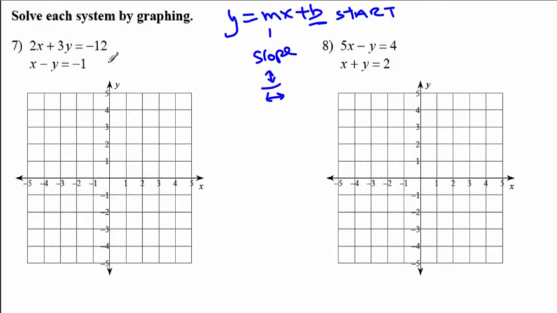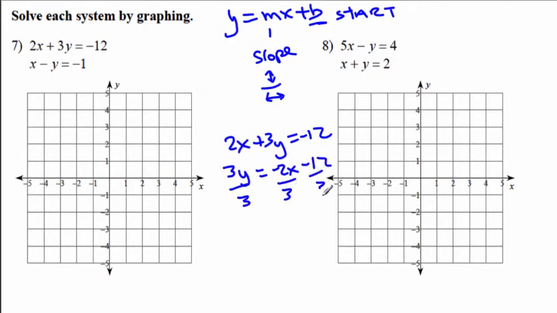All right, so to solve, we'll do one of these. Pick one. All right, let's go with 7. So let's solve this down here. 2x plus 3y equals negative 12. If I subtract 2x from each side, I'm going to get 3y equals negative 2x minus 12. I divide everything by 3. We get y equals negative 2/3 x minus 4. All right, that's our first equation.